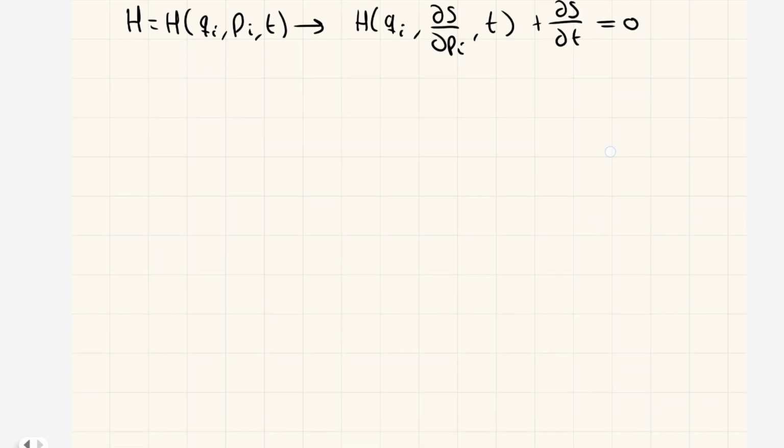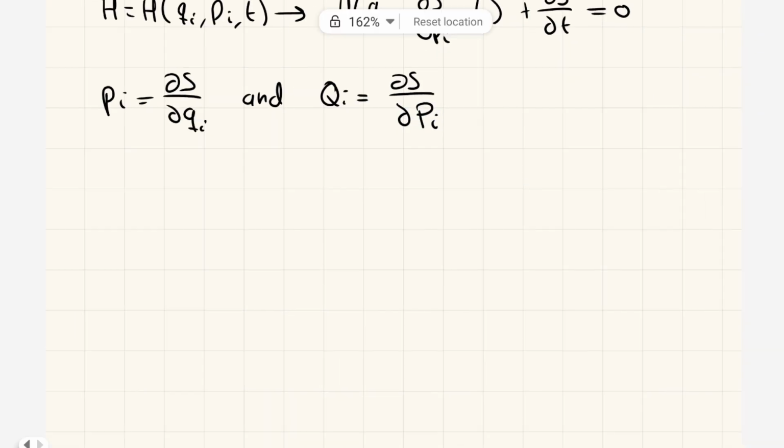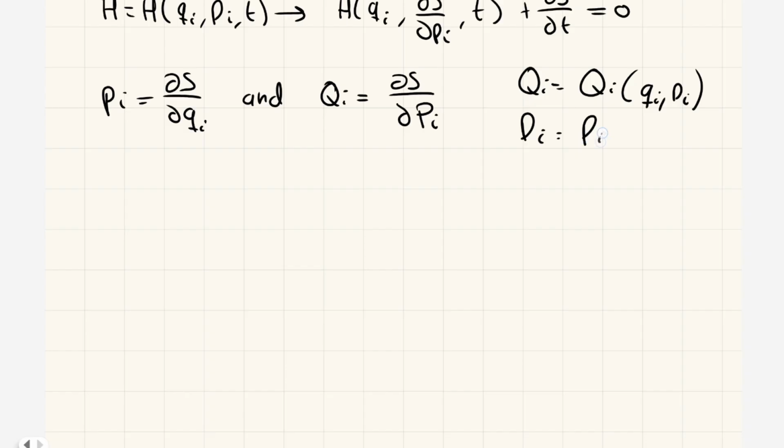We have been working with a function S that actually satisfies these two equations: Pi equals the partial of S with respect to Qi, and upper Qi is equal to the partial of S with respect to upper Pi. Here, Qi is a function of Qi and Pi, and Pi is again a function of Qi and Pi.